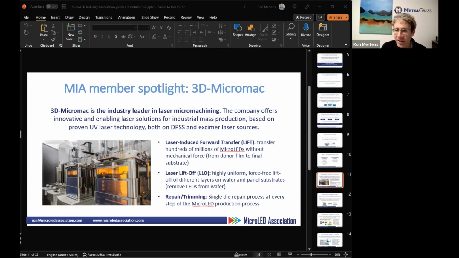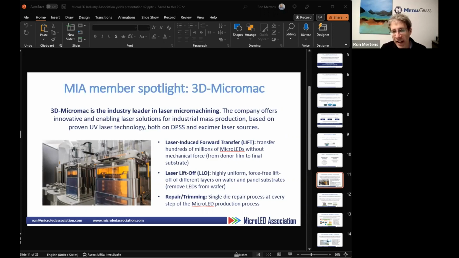Here a laser is used to remove LEDs from the original epi wafer, usually into a donor film. The second process is LIFT, or laser-induced forward transfer. In this process, we transfer the LEDs from the donor film to the final substrate. These are similar processes, but they also have their differences. And 3D Micromac offers tools for research and production in both LLO and LIFT.